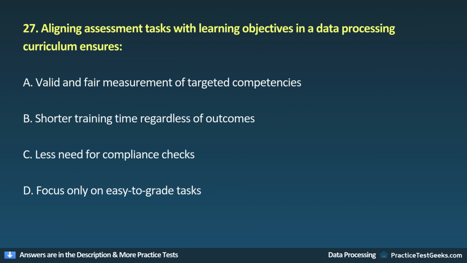27. Aligning assessment tasks with learning objectives in a data processing curriculum ensures: A. Valid and fair measurement of targeted competencies. B. Shorter training time regardless of outcomes. C. Less need for compliance checks. D. Focus only on easy-to-grade tasks.